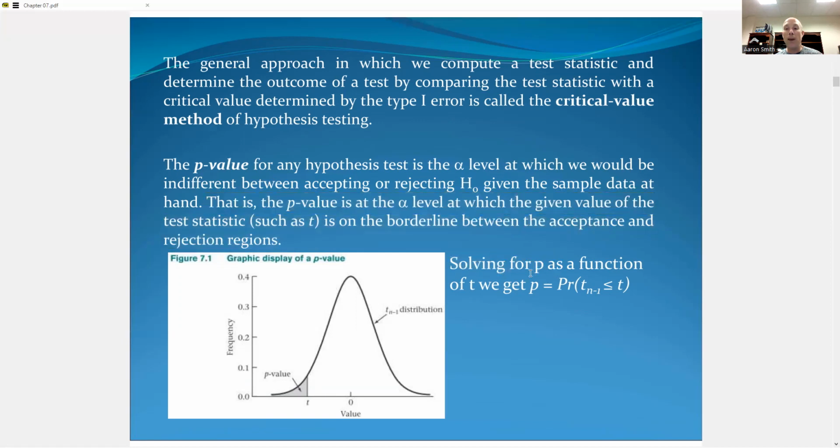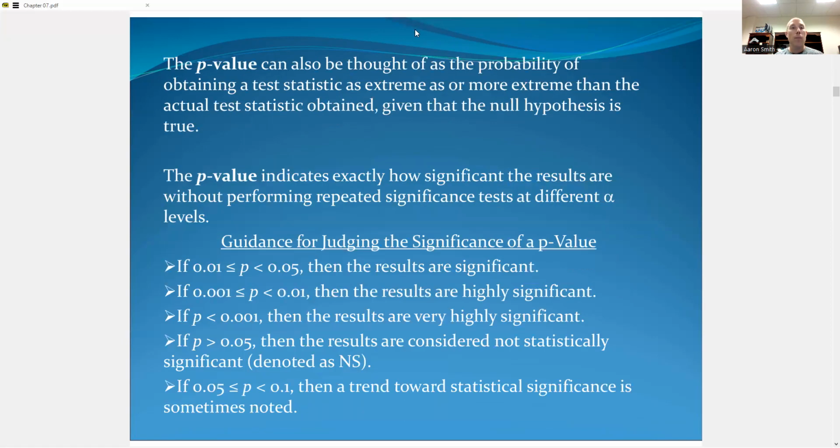Now, solving for p as a function of t, we get that the probability that t sub n minus 1 is less than or equal to our test statistic is equal to our p-value. The p-value can also be thought of as the probability of obtaining a test statistic as extreme as or more extreme than the actual test statistic obtained, given that the null hypothesis is true. The p-value indicates exactly how significant the results are without performing repeated significance tests at different alpha levels.